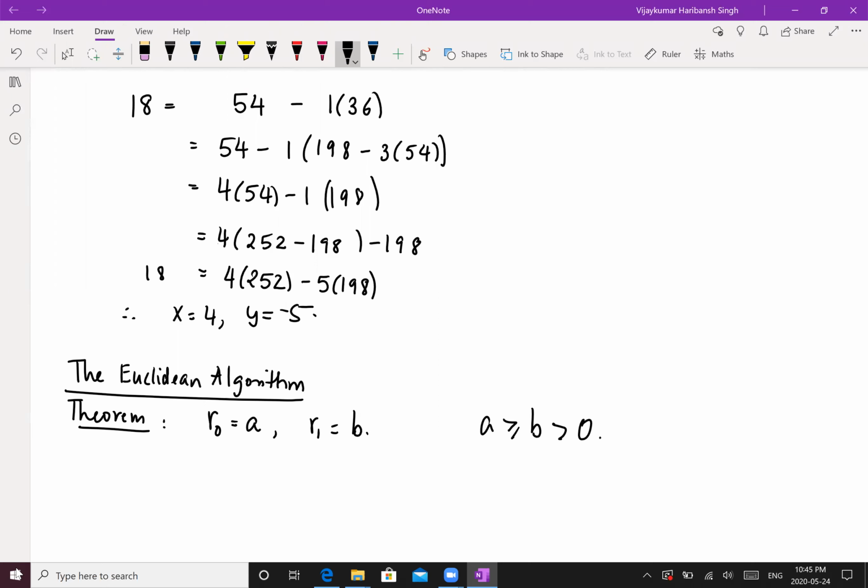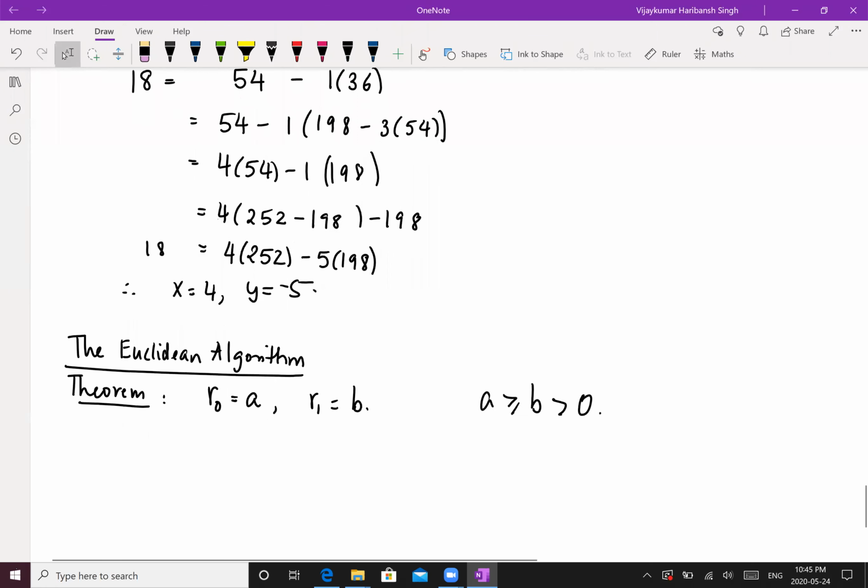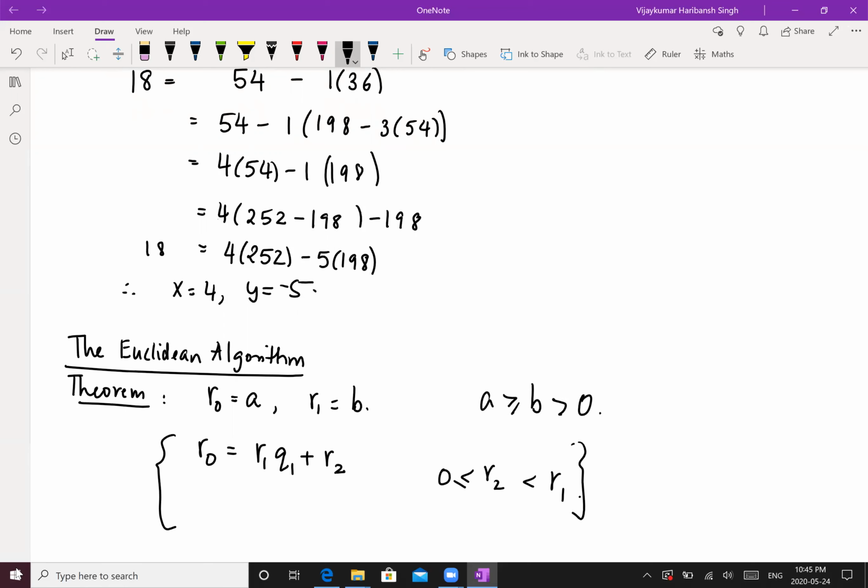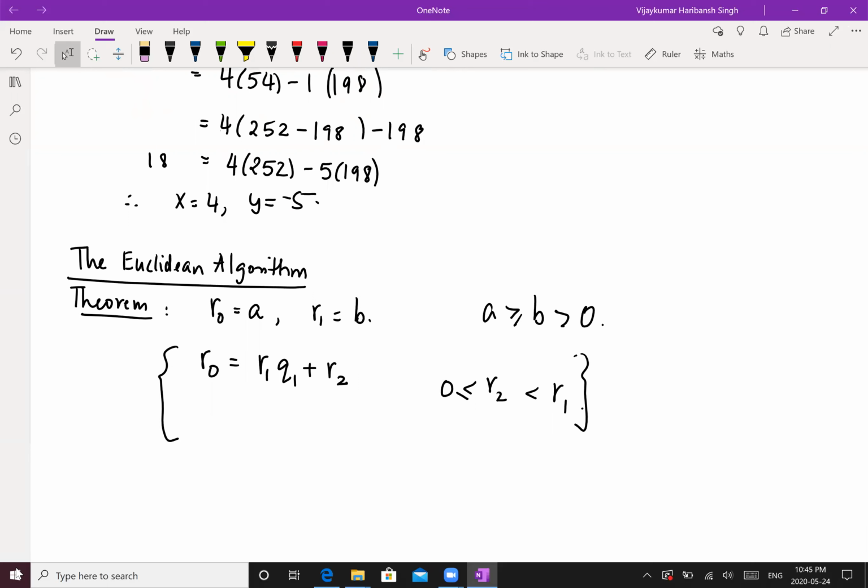Now we can apply the division algorithm. We divide R0 by R1. So we get R0 equals R1 times some quotient, let's call it Q1, and then some remainder R2, where R2 is less than R1 but greater than or equal to 0. Now let me generalize this. This is just a statement, so I should write it in general indices.